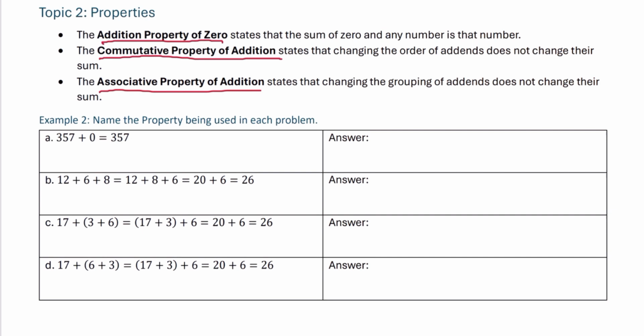In these examples, we'll look at which property is being used. Up first, we have 357 plus 0 equals 357. Notice that we're adding 0 to the original number, and that original number does not change. That is the addition property of 0.